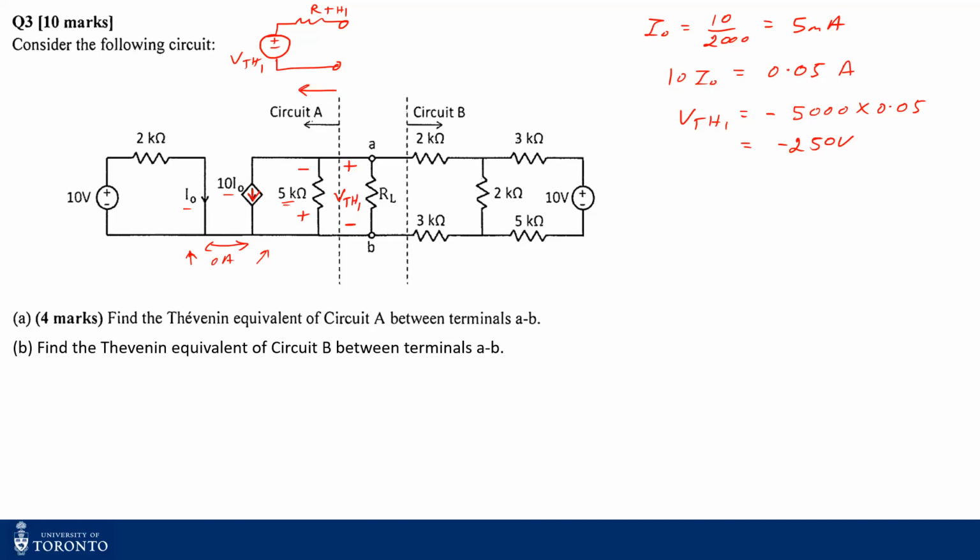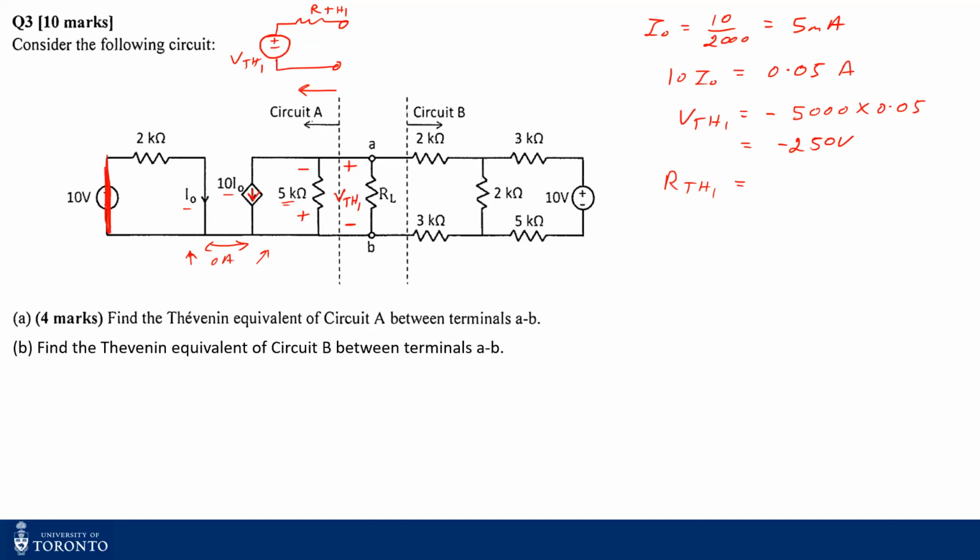Now, this is my VThevenin 1, and to find RThevenin 1, I have to turn off all the independent sources from the left-hand side circuit. In this case, the only independent source is the voltage source, and if I turn it off, it's a short circuit. If I turn off an independent current source, it's an open circuit. And since there's a dependent source, I have to consider plugging in a voltage or current source to find the RThevenin. So let me turn off my voltage source. So this will be a short circuit.